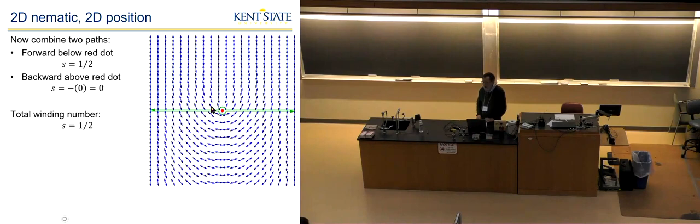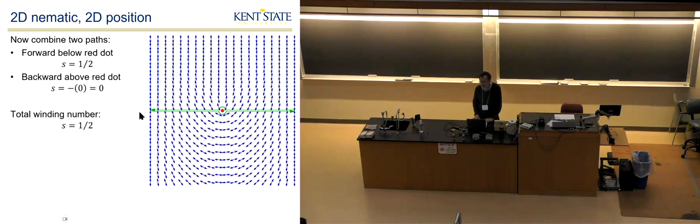It has a winding number of negative zero, right? Because I'm going backwards, but negative zero is zero. Okay, so I can say, what's the total winding number for this whole round trip? It is plus a half on the way out and negative zero on the way back. So it adds up to plus a half for the round trip.